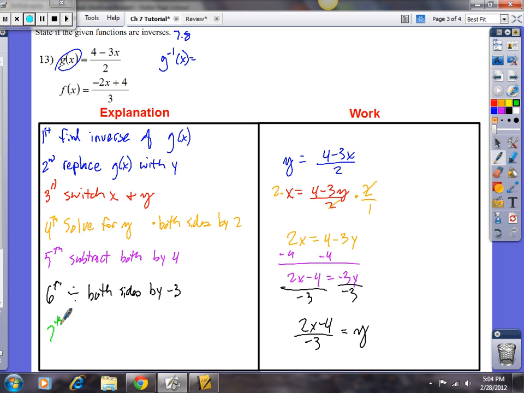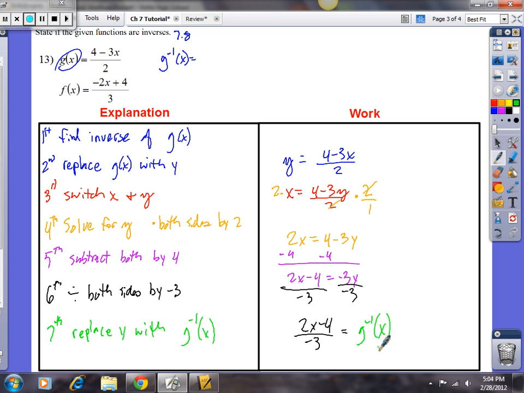7th, you need to put the inverse notation. You need to replace y with, since it was g of x, I'm going to do g to the negative 1 of x. So I'm just going to erase this y and put g to the negative 1 of x. Okay, that means the inverse.